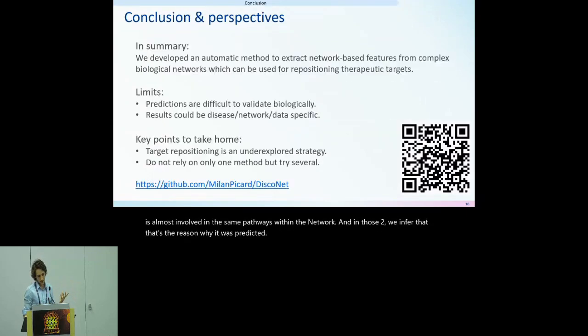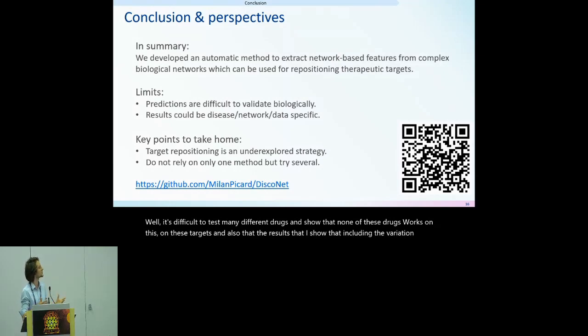To conclude this presentation, we have developed a method that automatically extracts many network-based features from a complex biological network that can be used for repositioning. Obviously, it has some limits, including that the predictions are difficult to validate biologically because it's difficult to test many different drugs and show that none of these drugs works on these targets. And also that the results that I show, including the variation in predictiveness from different features, could very well and probably are specific to the disease, the network and the data.